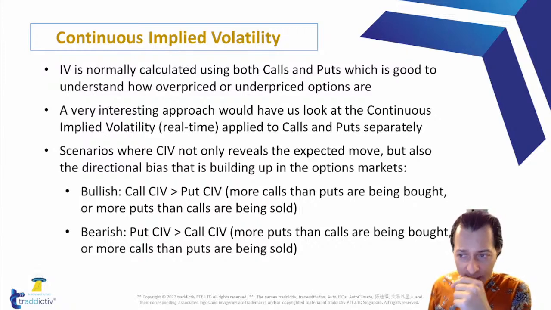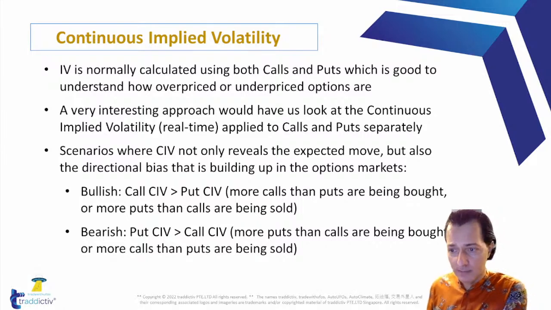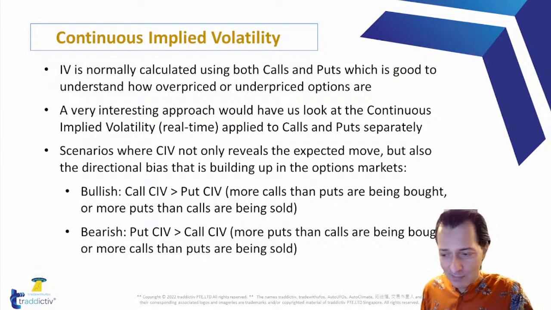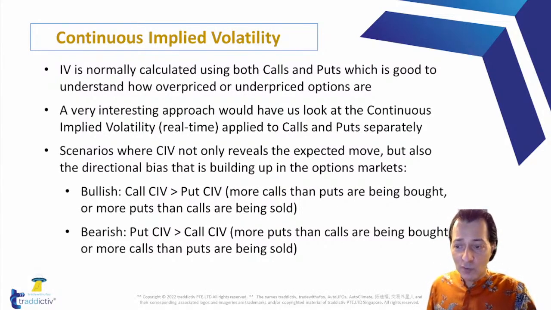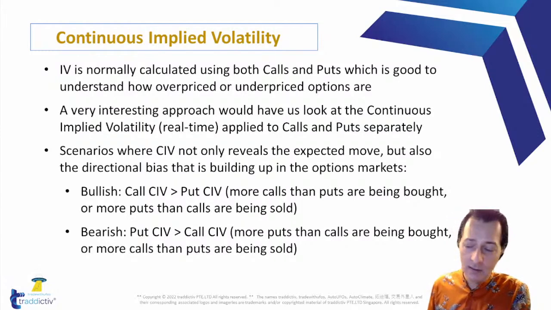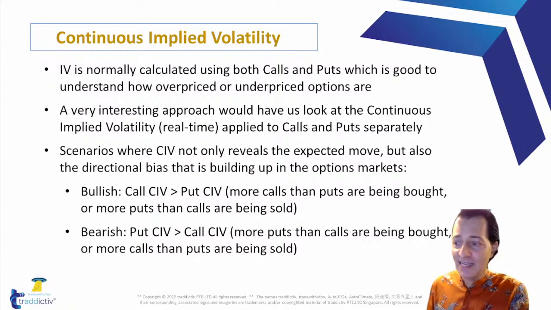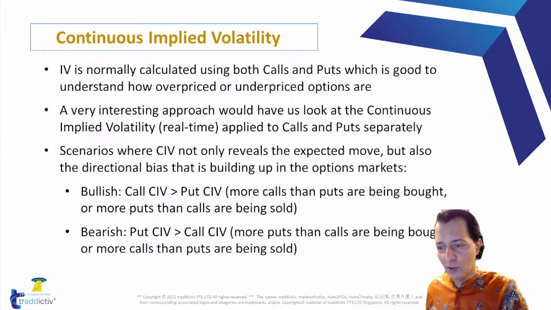A very interesting application would be to look at the implied volatility, the continuous implied volatility, which is real time, and apply it to calls only, and then do the same and apply it to puts only. Two things may happen when you do that. So instead of getting 22%, like in the prior example, you may get, for the call CIV, 25%, and for the put CIV, you may get 18%. So what if instead of getting the midpoint of those two values, which is the calls and the puts combined, you get 20-something% on the call and 18% on the put? You got more IV for the call and less IV for the put.